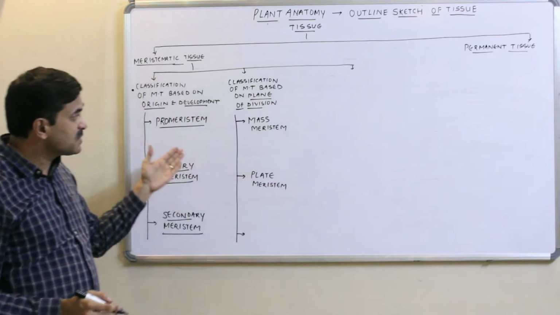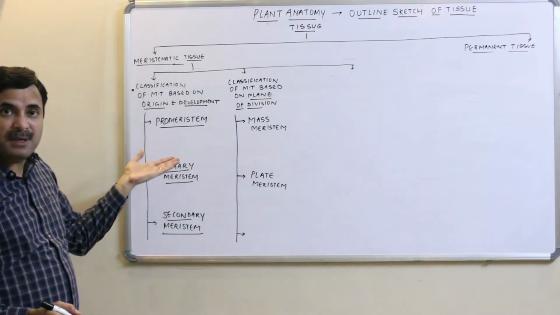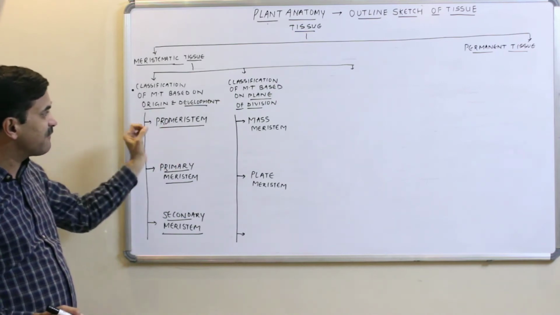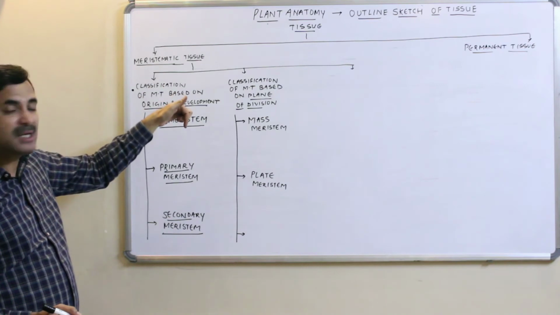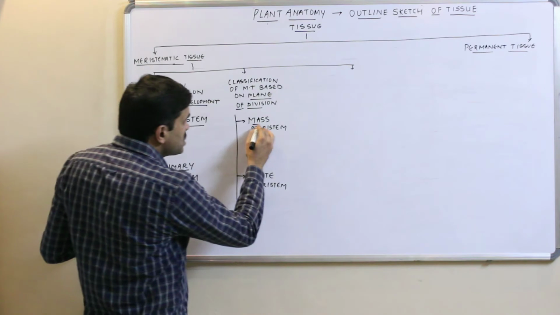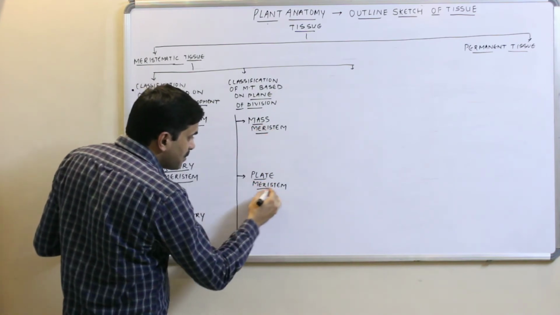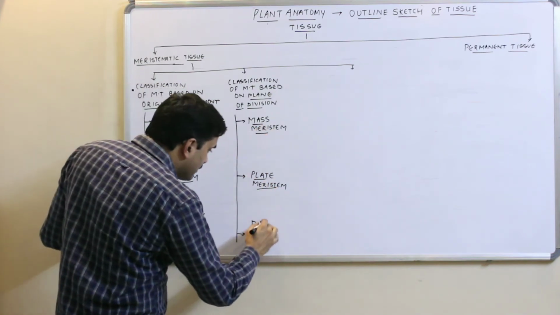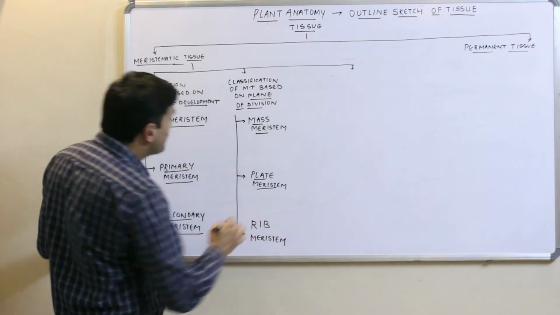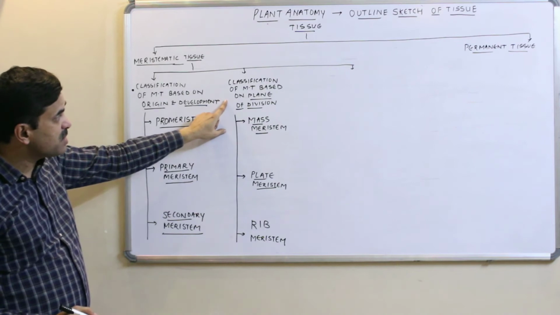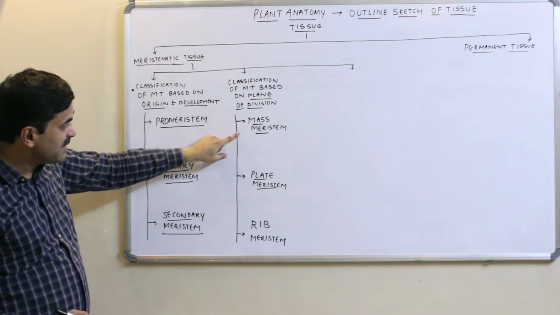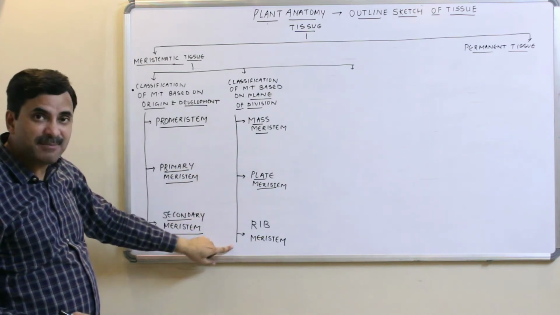Might be these terms are new for you, but wait and watch. In the forthcoming videos we'll be discussing each and everything. What we are discussing today in the outline sketch we'll be discussing in detail later. So mass meristem, plate meristem and rib meristem. Alright. Again I am repeating, classification of the meristematic tissue based on plane of division is of three types: mass meristem, plate meristem and rib meristem.